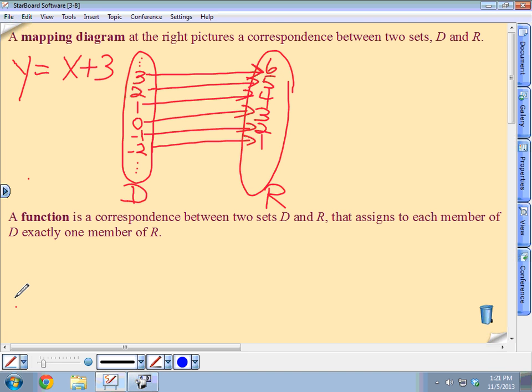So we went over mapping diagram, function, domain, range. The values of a function are the members of the range. These are the values. So they just call that in the book the values of a function.